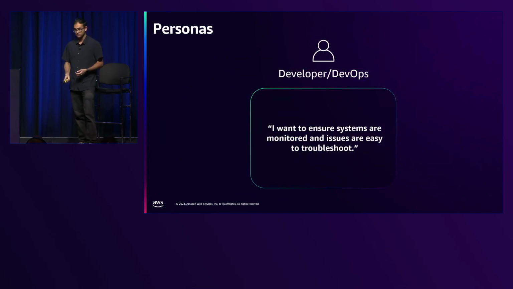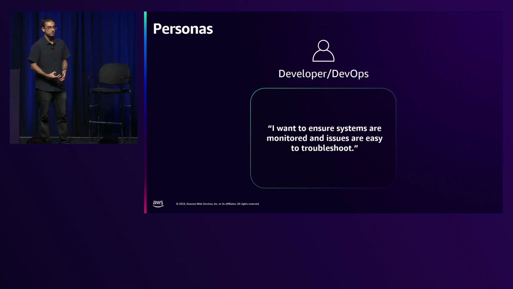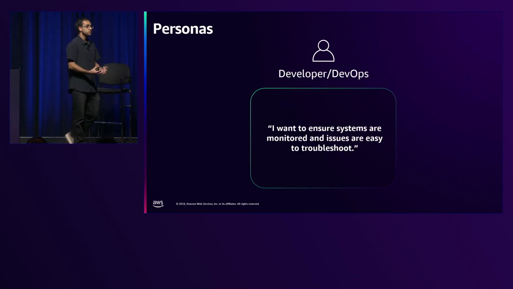As we've been talking to customers, time and time again, we've heard that developers and DevOps personas, SREs, you're the ones responsible for making sure that the systems are always up and running, that you're able to serve your end customers, that your applications are doing what they need to do. Essentially, you're looking to make sure that your systems are monitored and issues that come up are easy to troubleshoot. And this has kind of resonated with us as we've thought about the challenges and the solutions that we want to enable for the people that are dealing with these issues.